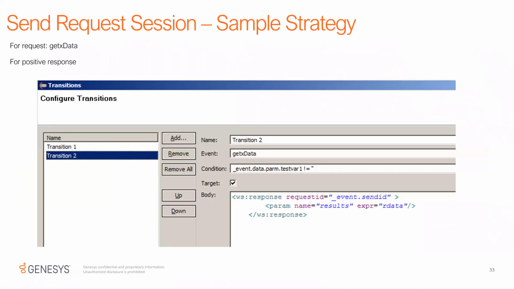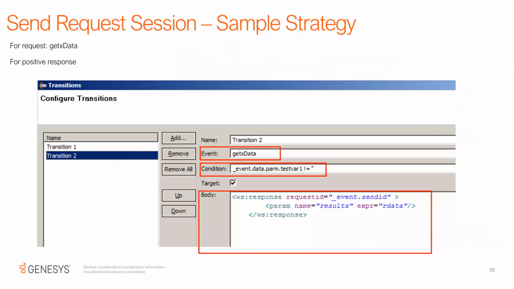For example, I have created a request called getXData. In getXData, I have set the transition which has to happen if it is a positive response. So for the event getXData, this is the request event which we are expecting. When the request event getXData is received, and if it satisfies this condition for my parameter, then it should respond with a parameter named result. For result, I've set a value in my entry block, and I'll ask it to send the result RData. RData is the variable which I have set, and the value mapped to RData will be sent if the condition is matched.